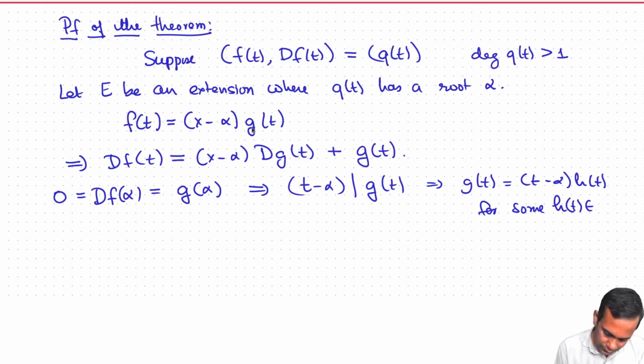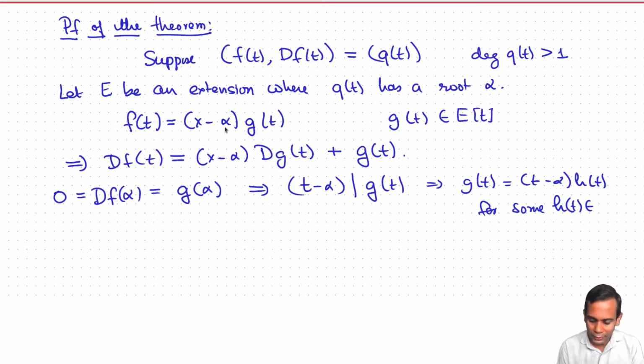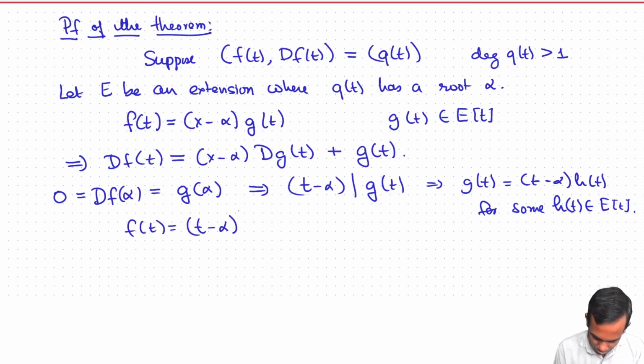All this is happening in E[t], g(t) belongs to E[t] in this extension, right? That's where this factorization is happening, because alpha itself is in E. So what we have is t minus alpha squared times h(t) in E[t], which implies that t minus alpha squared divides f(t).